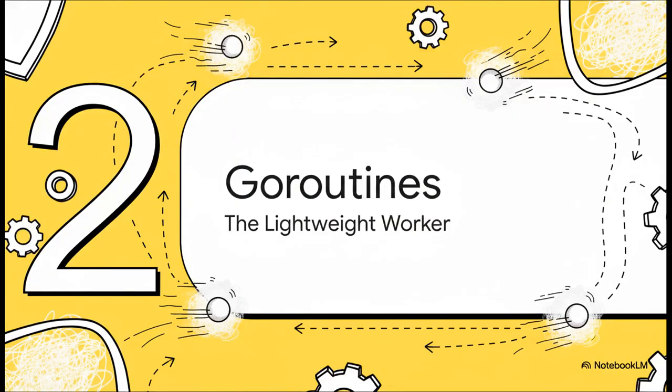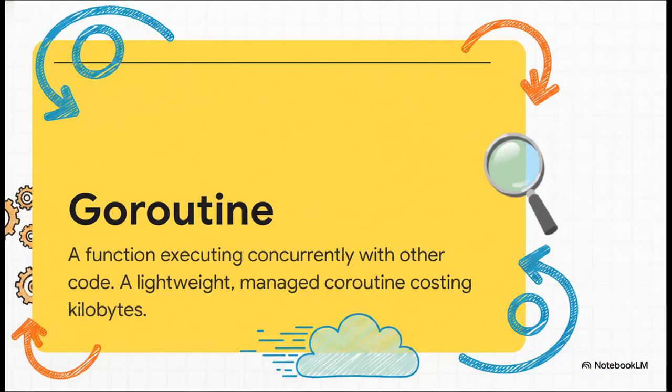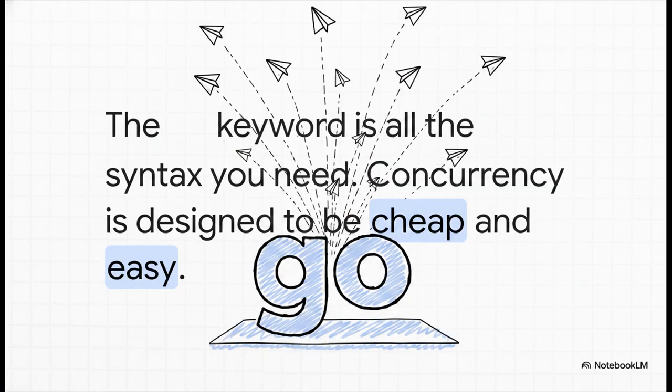So that brings us to the star of our show, the Go routine. It's the absolute foundation of everything else we're about to talk about. So what is it, really? Well, put simply, a Go routine is just a function that's running at the same time as other code. But the key detail here is that it's managed by the Go runtime itself, which makes it unbelievably lightweight and efficient. And launching one is this simple, the Go keyword.